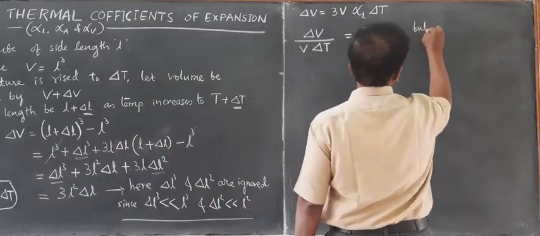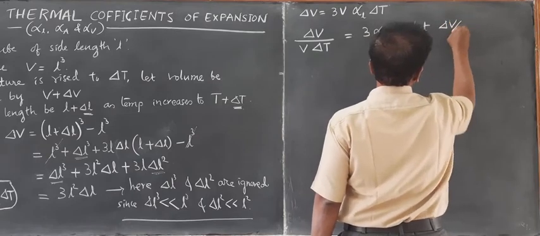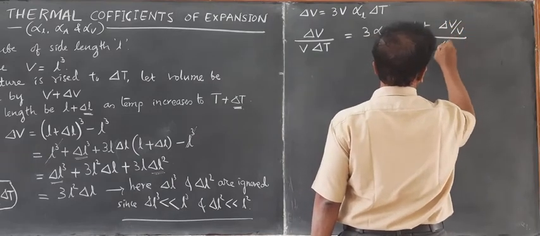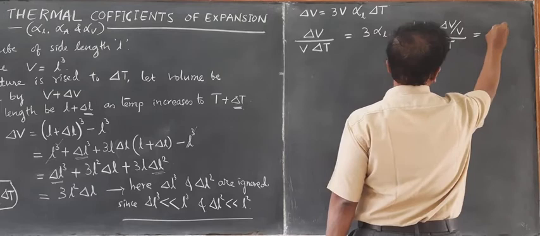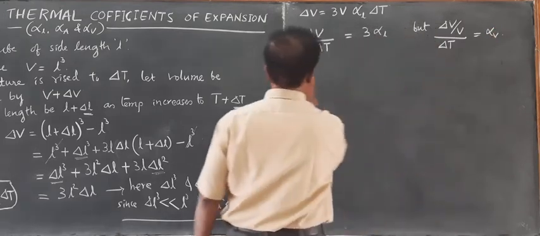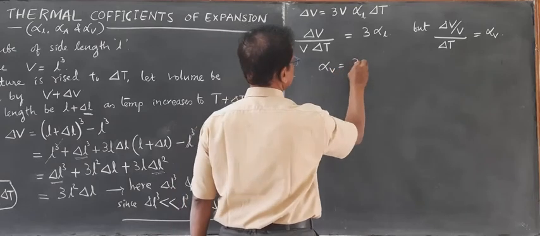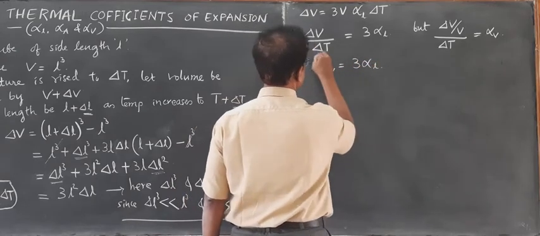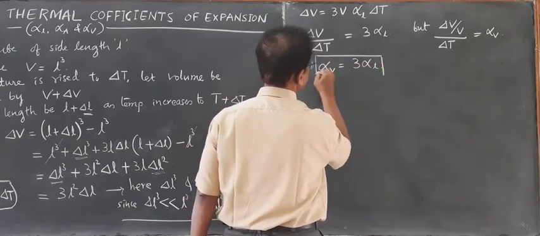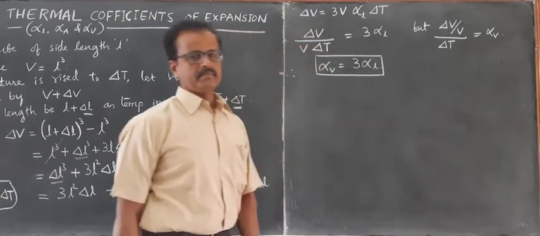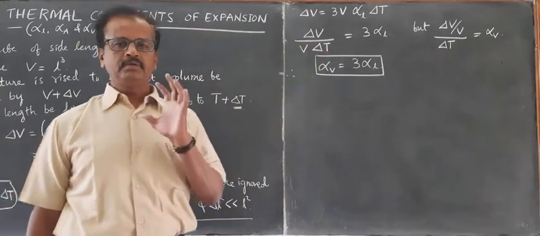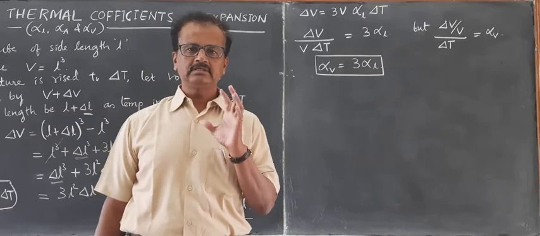Change in volume per unit rise in temperature is equal to alpha V. Therefore, I can write this LHS as alpha V. Alpha V is equal to 3 alpha L. So this is a very important relation, and it can be obtained by considering an example of a cube of side length L.